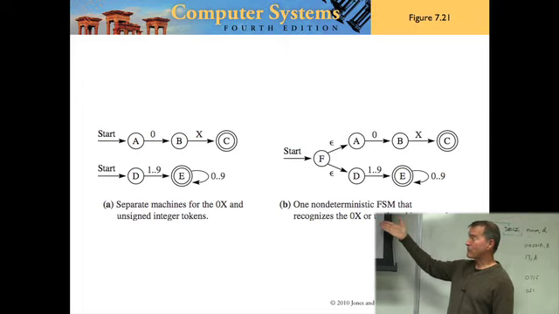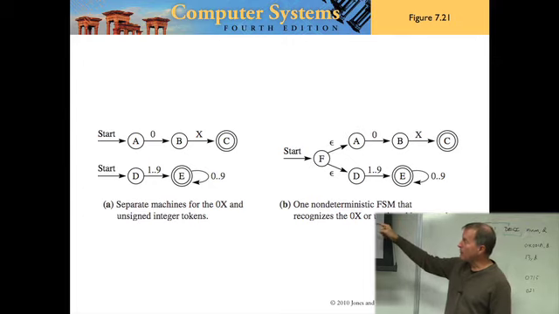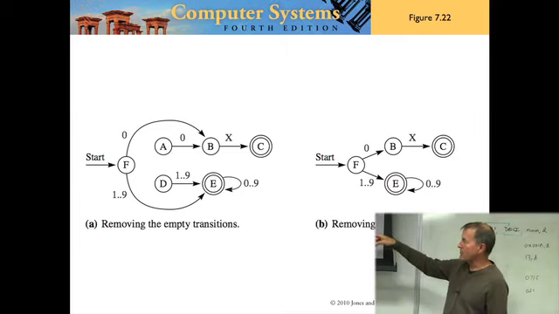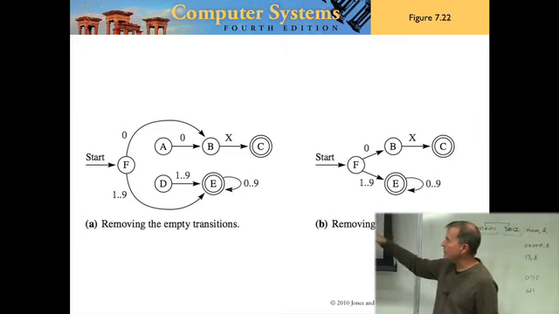But we have a recipe for doing that. We just talked about the recipe for eliminating the empty. So instead of going from F to A on the empty transition, what can I do? We need to go from F to B on 0, and then instead of going from F to D on empty, we go from F to E on 1 through 9. And F has to become a final state. And then what happens is, does everybody see now that in figure 7.22a, we've removed the empty transition?